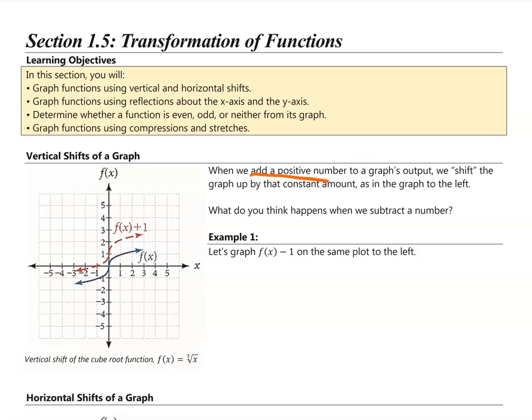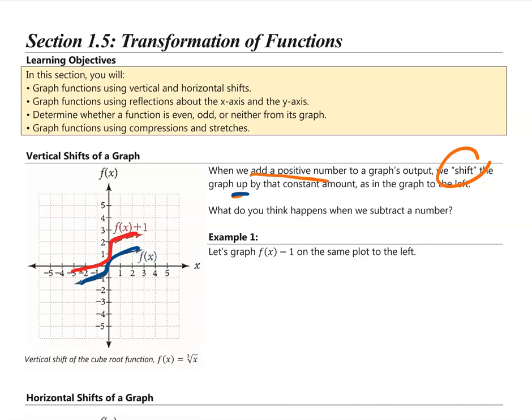When we add a positive number to a graph's output, we shift the graph up by that constant amount. So what do you think happens when we subtract a number? Let's graph f of x minus 1 on the same plot. Here, this is f of x, the blue graph, the cube root of x. And if you add 1, you go up by 1. So that's why you have it here.